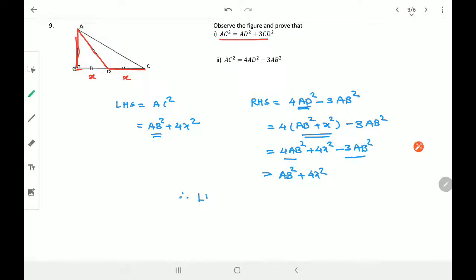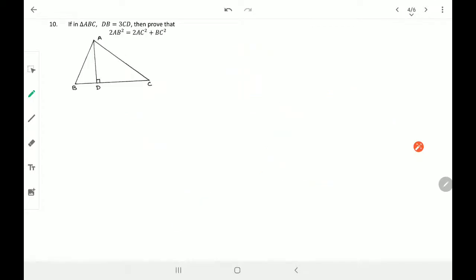Therefore LHS is equal to RHS. That is AC square is equal to 4AD square minus 3AB square. That's it. Clear? Getting it? So it's interesting, isn't it? Very, very interesting. So let us try the next one.